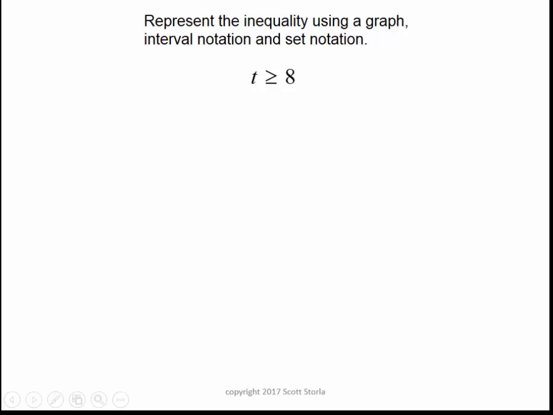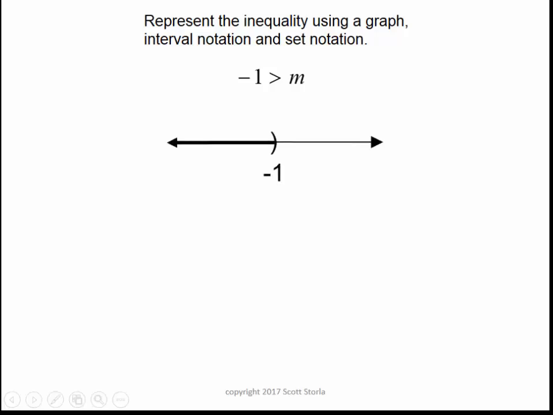Here's another. We'll need a bracket at 8 and then shading to the right. Again, with interval notation, a bracket and then the idea of infinity. And here's set notation. Please notice that our variable was a t, and so for set notation, make sure you're using a t also. Try this one.